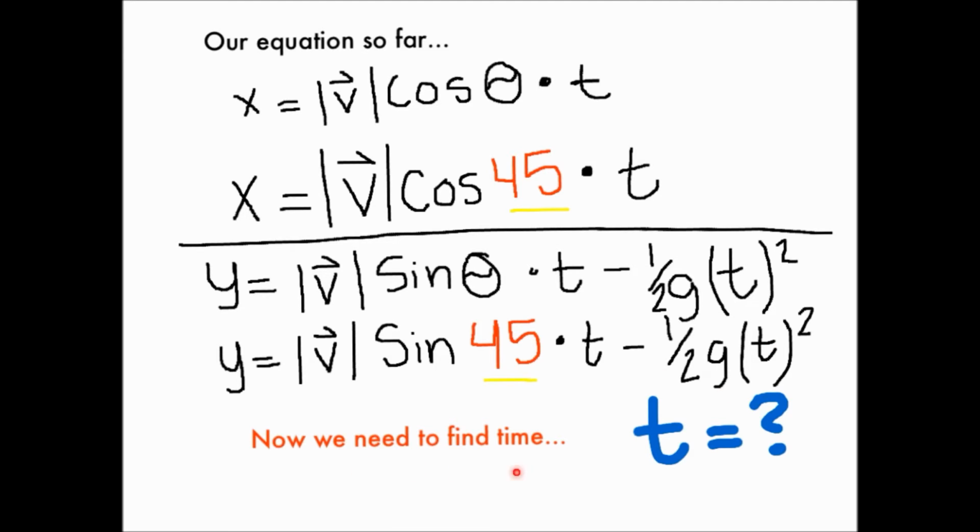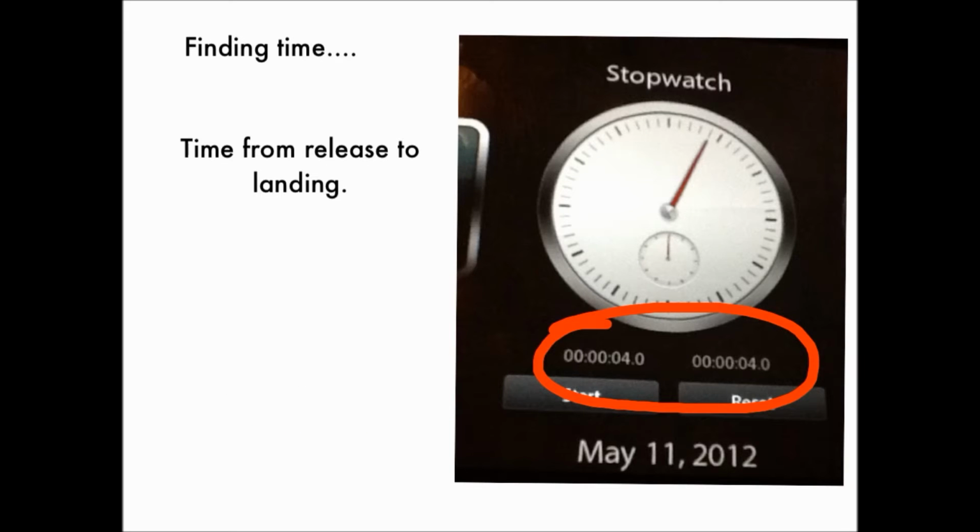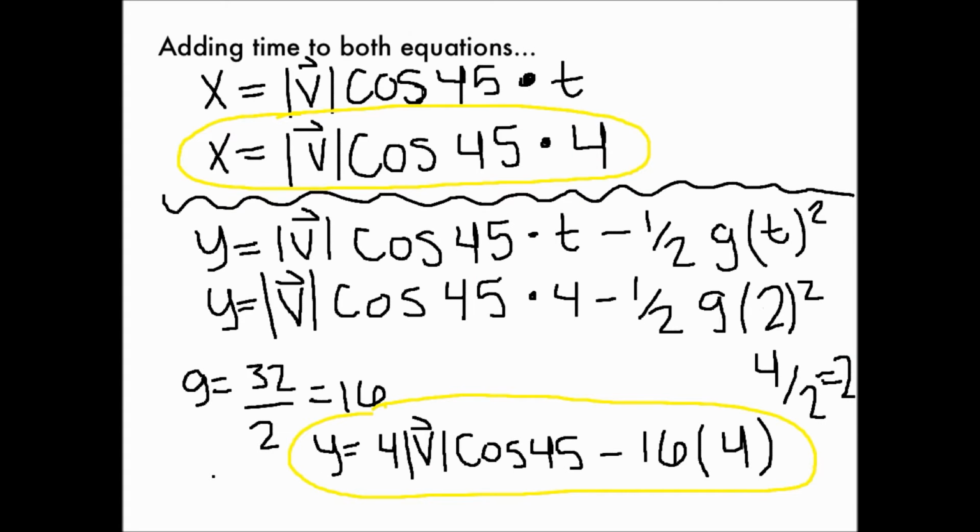Now we need to find time. We'll do that by simply using the time we got from the video. Now we need to find some missing variables. First, we are going to find time. Well, that's easy because when we threw the discus, I had my sister time how long it was in the air, which was 4 seconds.